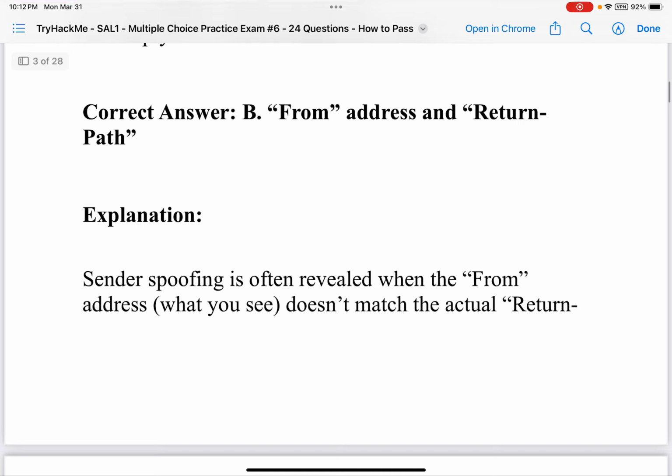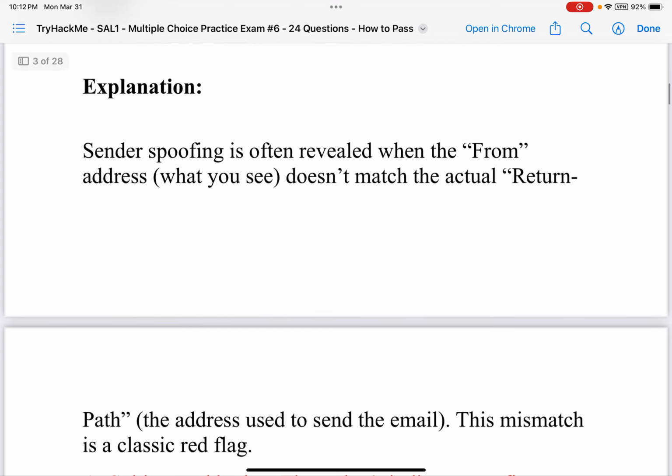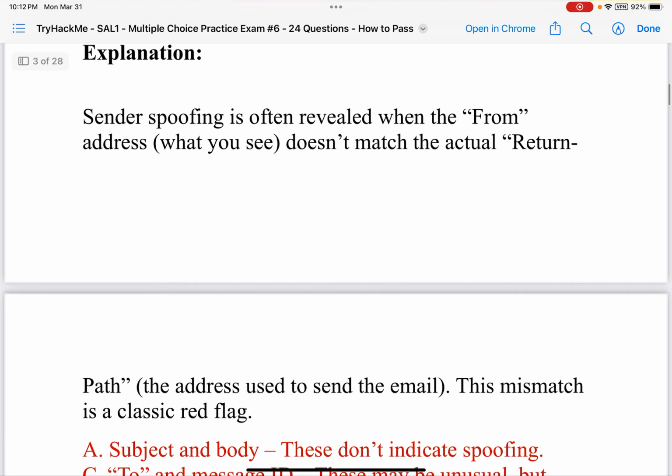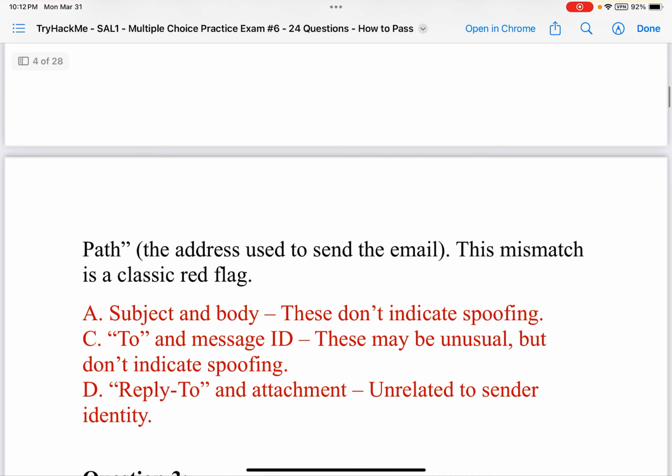Explanation. Sender spoofing is often revealed when the from address, what you actually see, doesn't match the actual return path, the address used to send the email. This mismatch is a classic red flag. And there's the red text. You know what to do with that. Pause the video and read why they're incorrect.